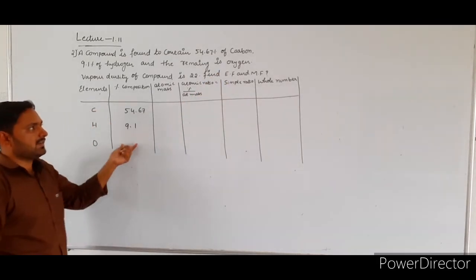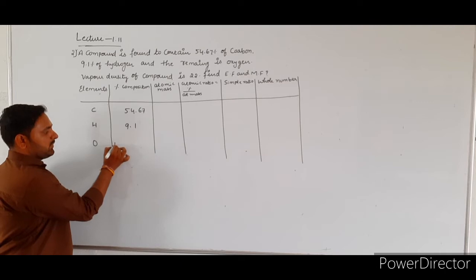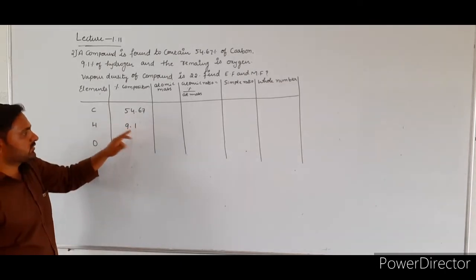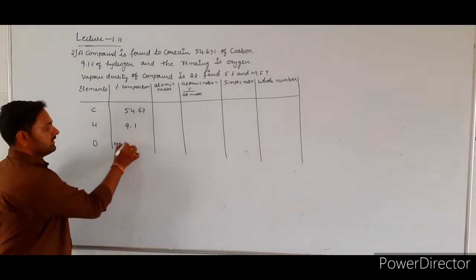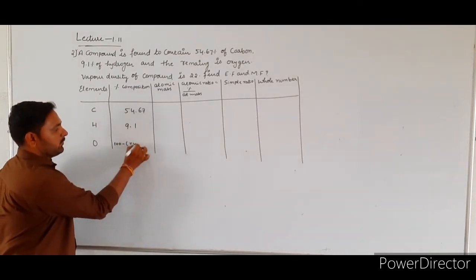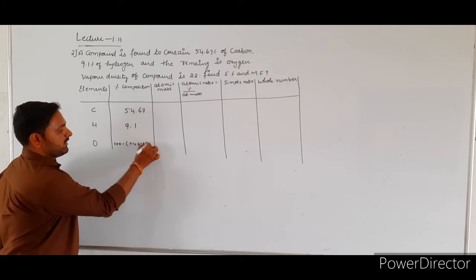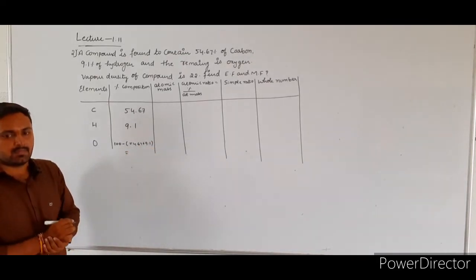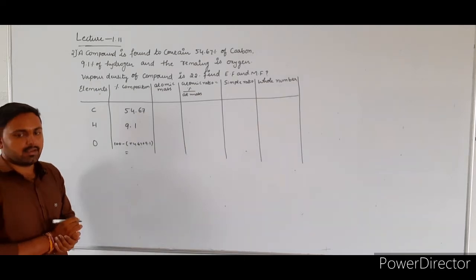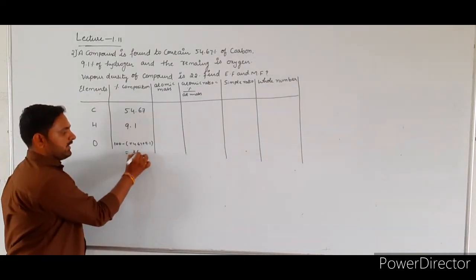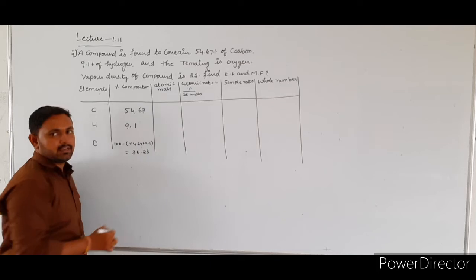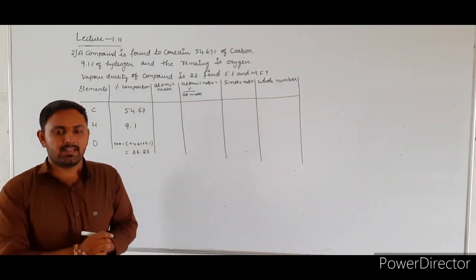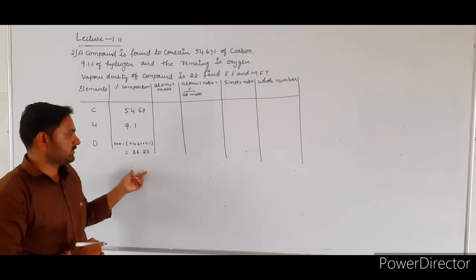Next, what is the percentage composition of oxygen? The remaining percentage is oxygen. That means the total percentage, 100, minus these two. Add these two: 54.67 plus 9.1. Now you calculate this. You will get nearly 36.23 percentage composition of oxygen.